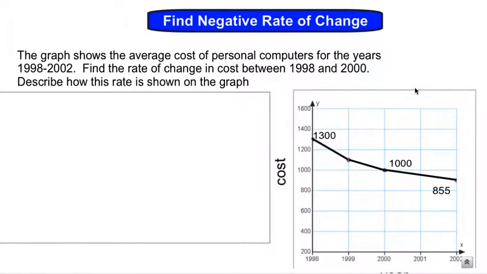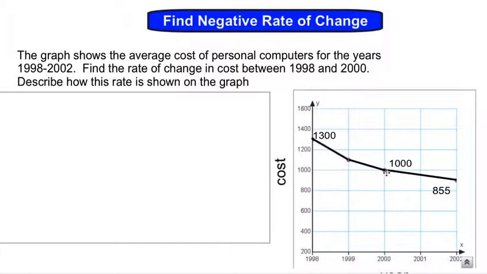So let's find a negative rate of change. Here's a graph, and it shows the average cost of personal computers from 1998 to the year 2002. I know that's kind of covered up right there. It's 2002. Find the rate of change in cost between 1998, so that would be this 1300 data point, and the year 2000, which is the 1000 data point, and describe how the rate is shown on the graph. Well, what kind of a slope is that showing?